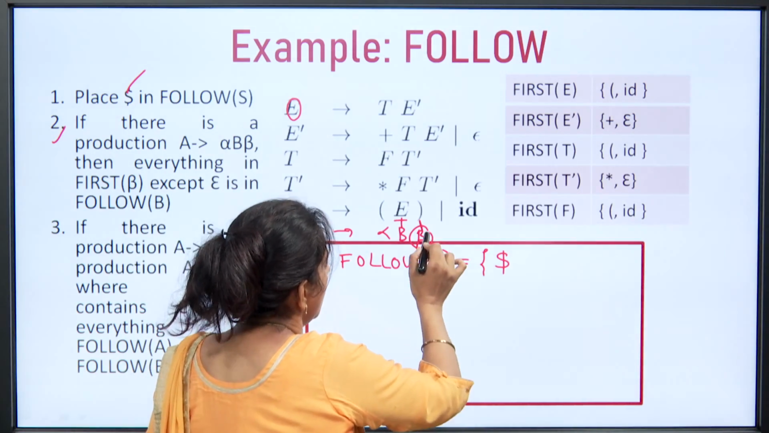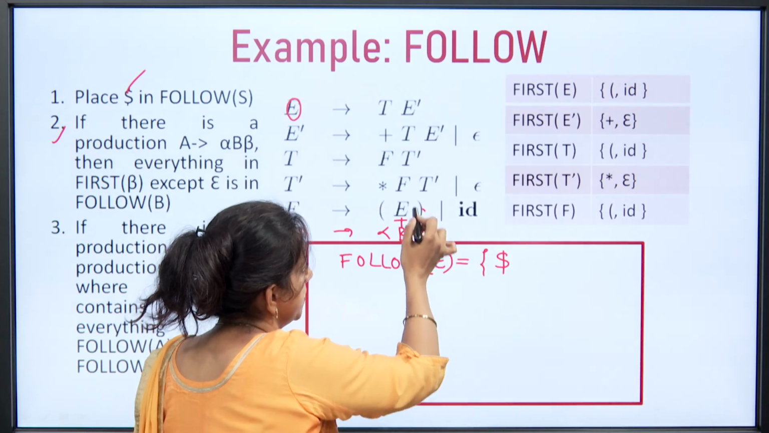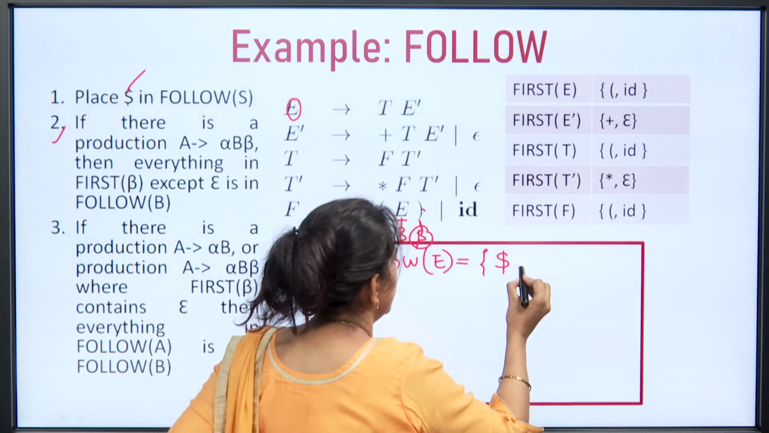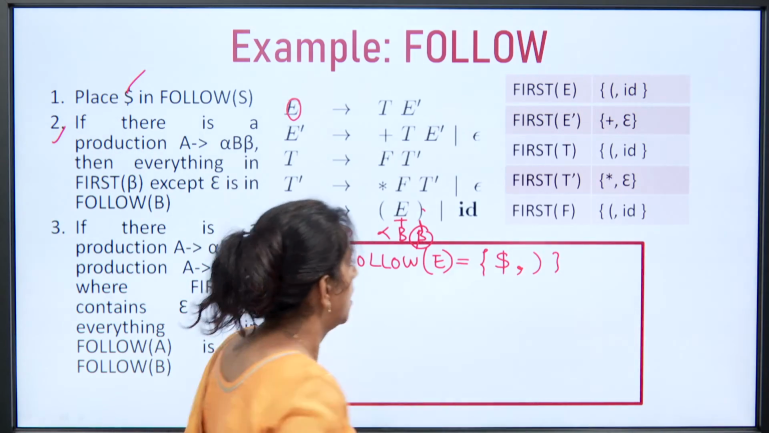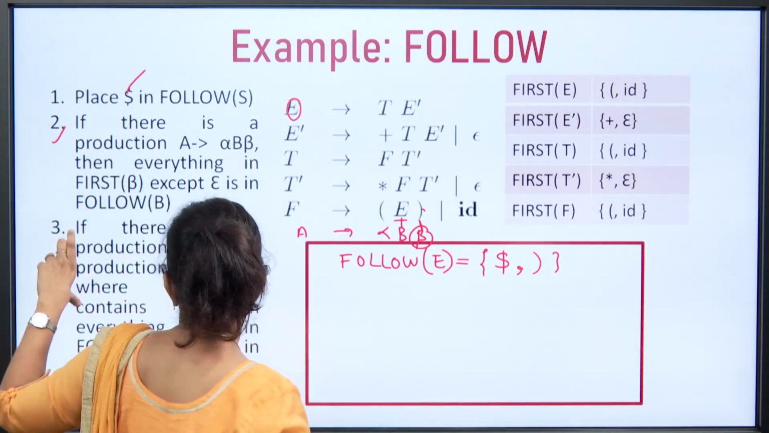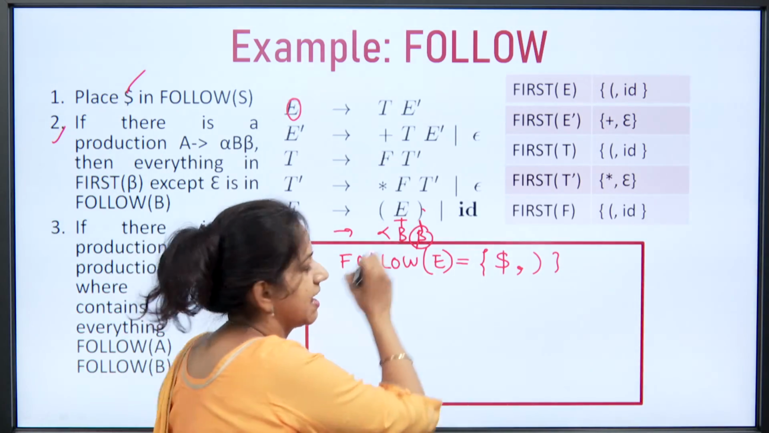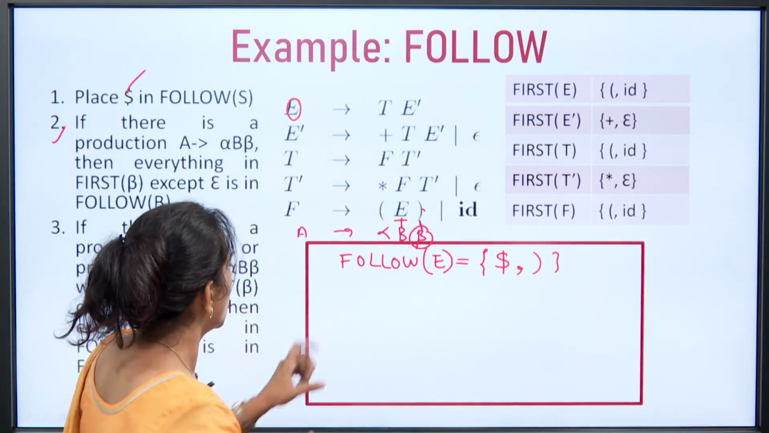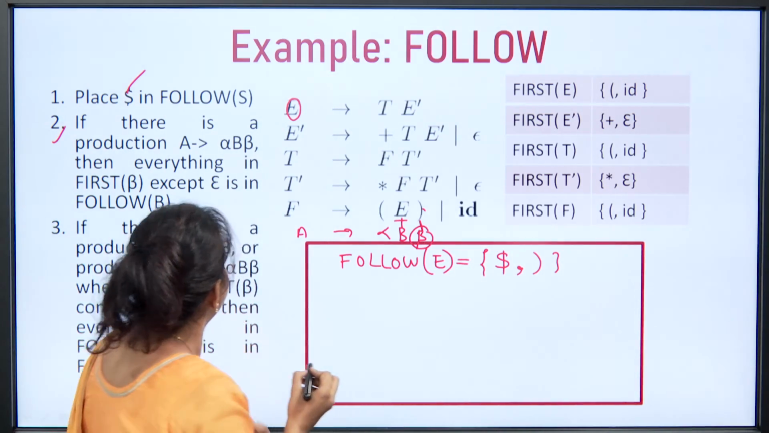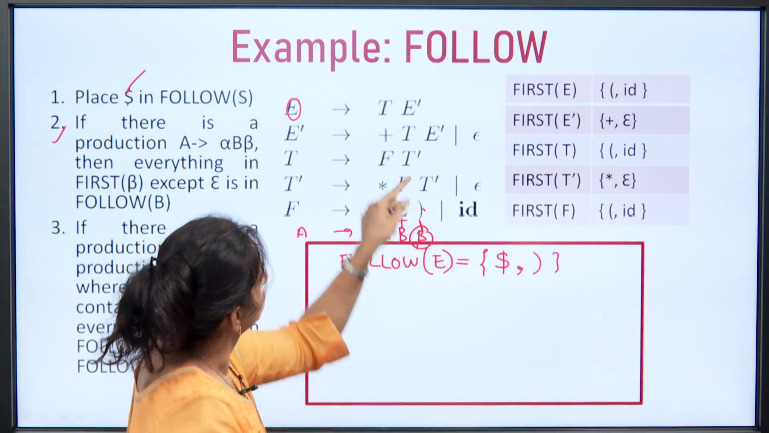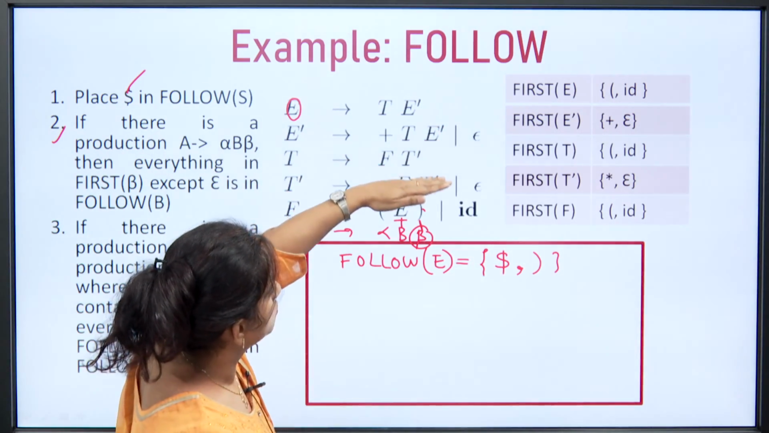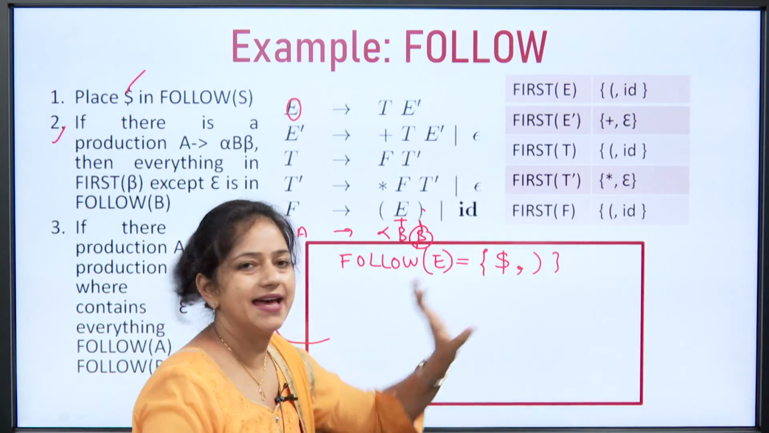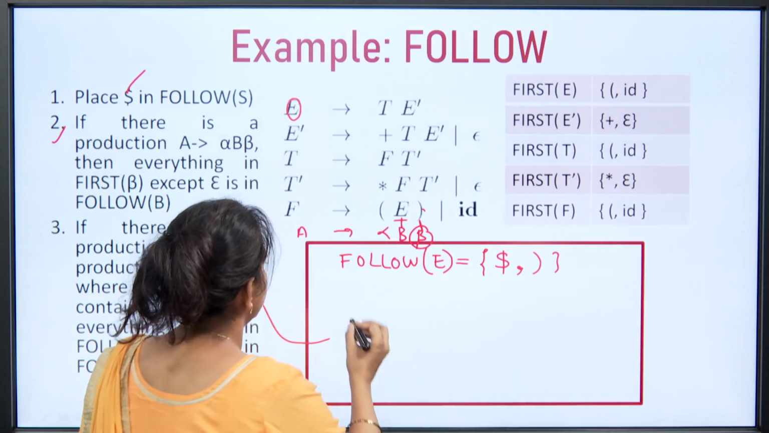So, for beta we will obtain first of beta, and first of beta means this terminal. So, that first of beta will be added in this set. Now, we will see can we apply step 3 for this production? We cannot apply because first of beta does not contain epsilon. Now, we will obtain follow, we will look at do we have another production where we have capital E on right hand side. There is no production, we had only one production and due to that every terminal has been written. Now, next non-terminal is E prime.